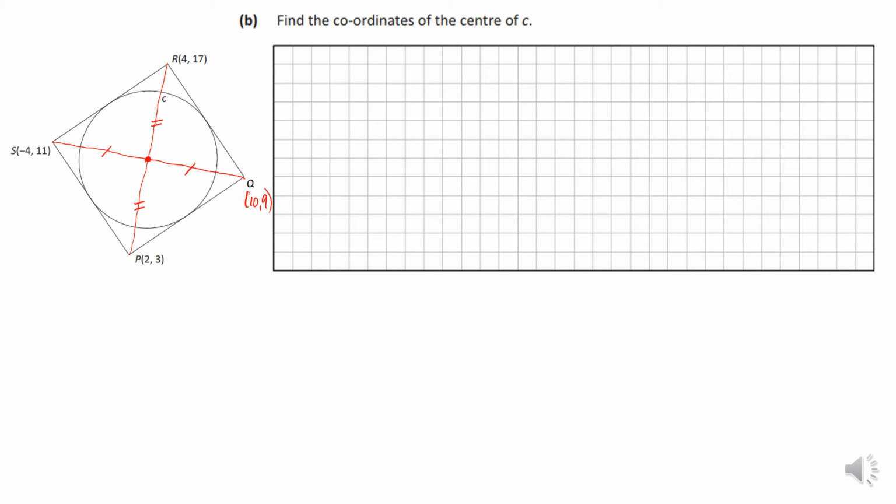So cut in half or halfway, we're going to be looking at midpoint. Okay, and it doesn't matter which red line we choose. I think we'll use R and P. Okay, we'll look for the midpoint between R and P, and that should give us the center of the circle.